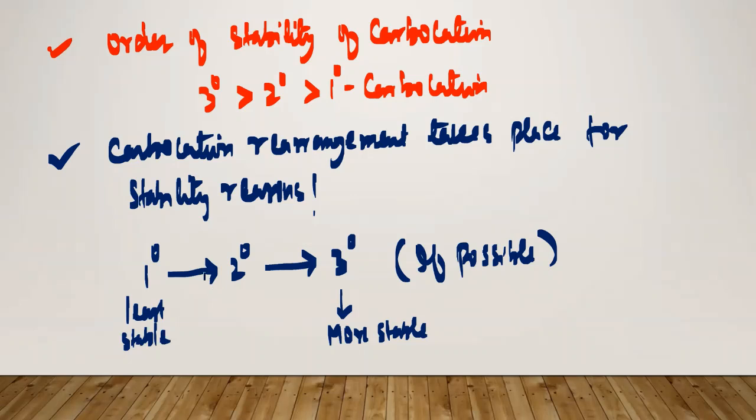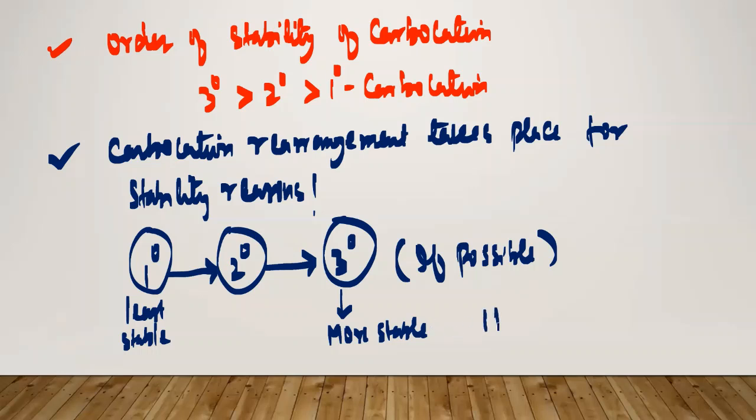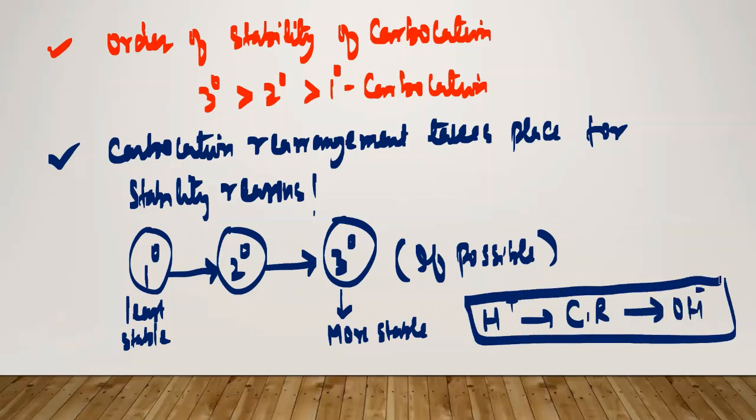So dear friends, if you have a primary carbocation, it will try to change itself into secondary carbocation, and secondary carbocation will change itself into tertiary if possible. Then you do not follow the Markovnikov's rule at that time. Follow this particular sequence: H plus, then carbocation rearrangement, then after that OH minus. So this pattern you have to follow at that time. So let us go for it. Let's take one example here.